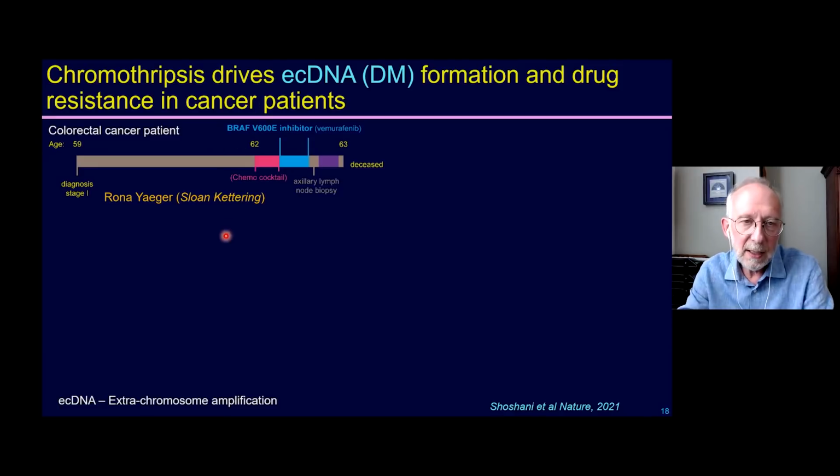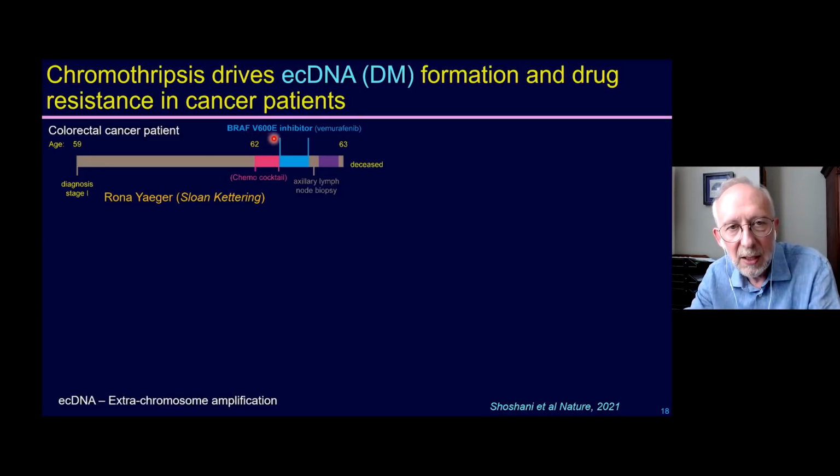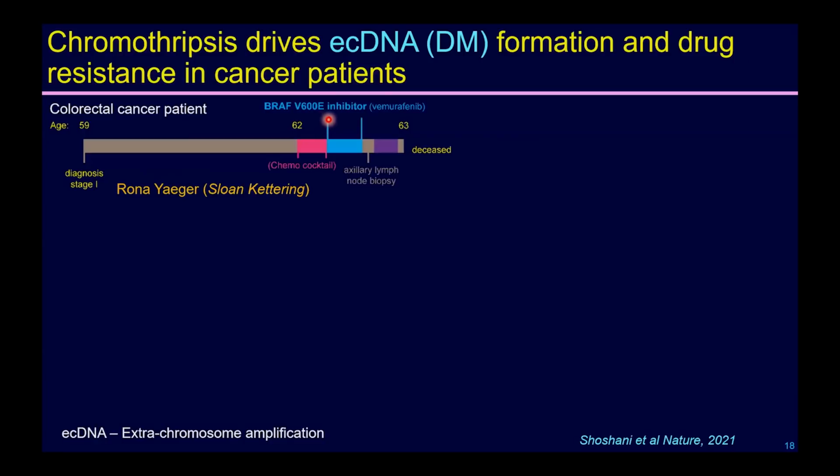Okay, so now one criticism could be, of course, that's a cell culture example. Is this the kind of amplification, shattering and amplification that drives anti-cancer drug resistance and cancer genome evolution in real cancers? And we partnered with Rona Yeager at Sloan Kettering, who had examples from patients whose tumors were driven by expression of the BRAF kinase. Well, a specific mutation in the BRAF kinase, to which a very highly selective inhibitor of that particular mutation has been generated and is in use as a targeted anti-cancer therapy.